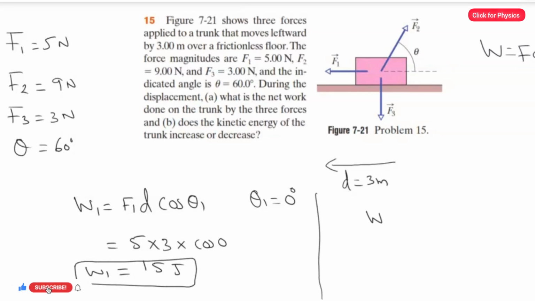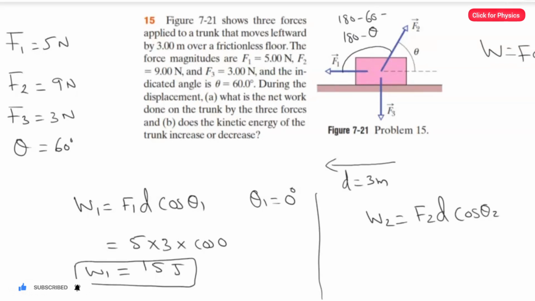Likewise, we have to find for W2. So what is W2? F2 multiplied by D cosine of theta 2. But here the most important thing is theta 2. You can see the object, after you applied F2, the object, the trunk is moving in the leftward direction. That means the angle we have to find here is this angle. So what is this angle? 180 degree minus theta. So that means 180 minus 60 degree we got here as 120 degree.